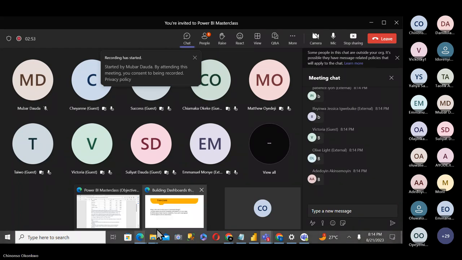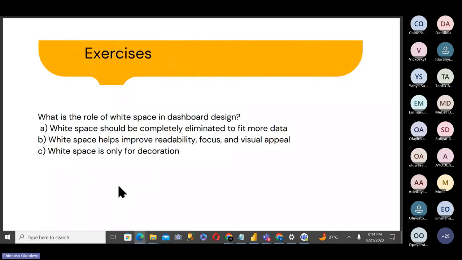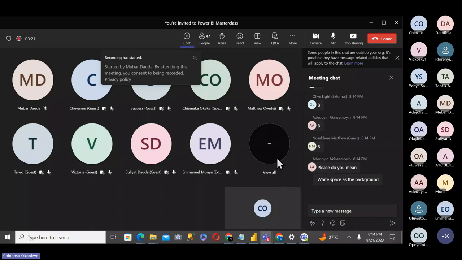Bs. White space helps improve readability, focus, and visual appeal. So apart from this, I want to know, do you think you're using white space? I don't know if you guys have built a dashboard. If anyone has built a dashboard or a report, have you used white space to improve readability and focus? Have you used white space in your dashboard? I want to hear.